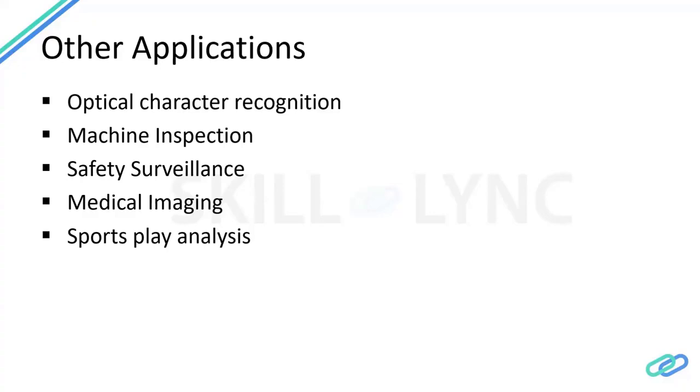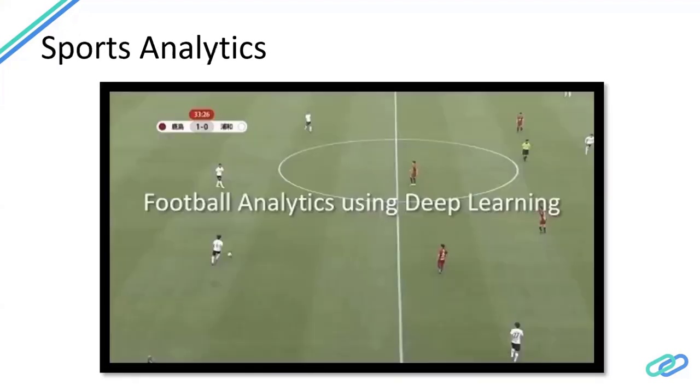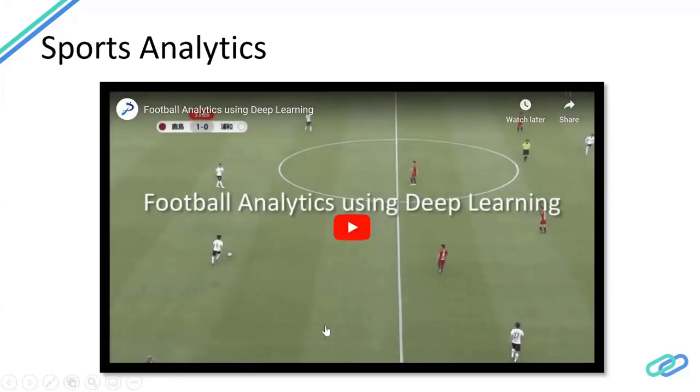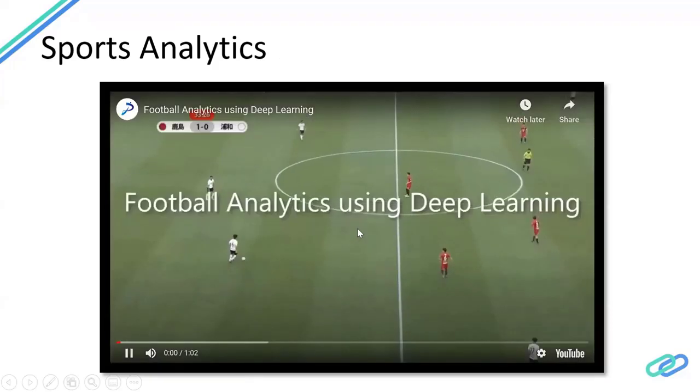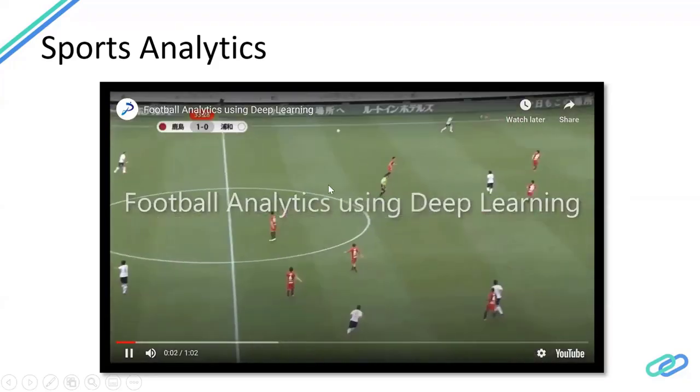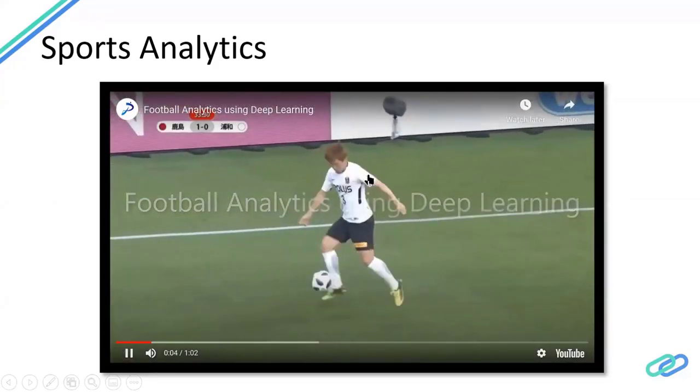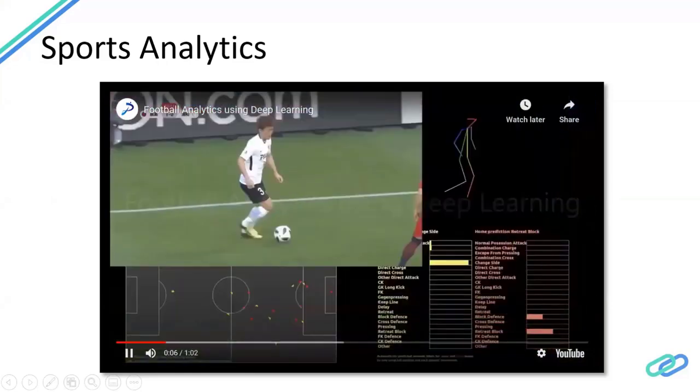And sports play analysis, this is a really fun topic. I have a video on this in the next slide. Sports play analytics predominantly uses computer vision. And I would play this video to just see how this play is converted and interpreted by a computer algorithm.